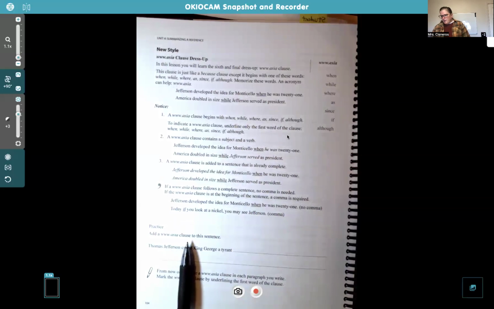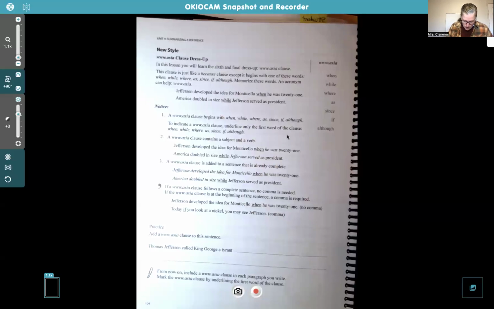Add a www.asia clause to the sentence. Thomas Jefferson called King George a tyrant. It talked about that in the actual article on page 102.